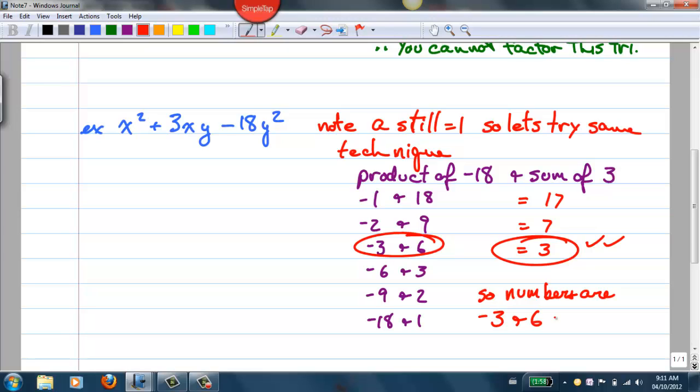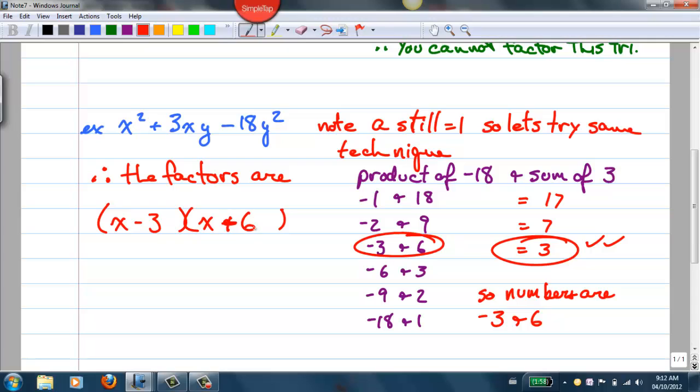My factors start with x because x times x is equal to x squared. The numbers inside are going to be negative 3 and positive 6. But we need to have a way to make up that 3xy and the 18y squared. So we can just plug in the y there.